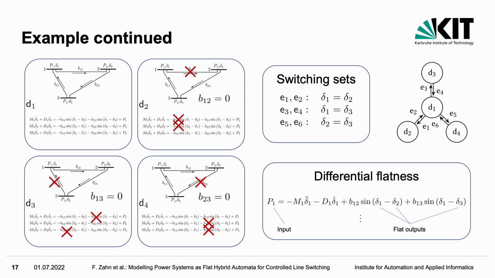The dynamic equations in each discrete state are differentially flat, which is a basis of the flat hybrid automaton. This allows to reformulate the dynamic equations in a way that the input is on one side and the states are on the other side. So by constructing trajectories for the states, which are the phase angles and their derivatives, we can directly calculate inputs to realize the trajectories. For more details on differential flatness, we refer to our paper.